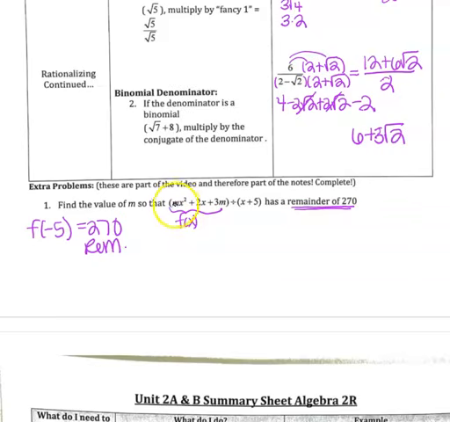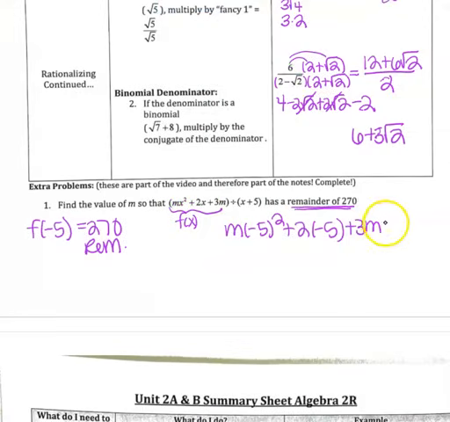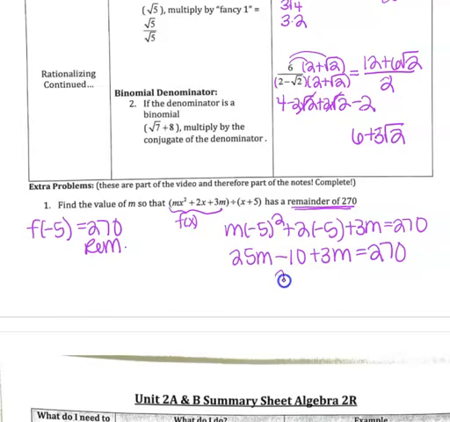So what that means is I can go to this function and I can plug in negative 5 for x. So I'm going to go ahead and do that. And I know that by evaluating the function at negative 5, it should give me 270. So let's go ahead and clean this up. So I have 25m minus 10 plus 3m equals 270. 28m equals 280. So m must be 10.